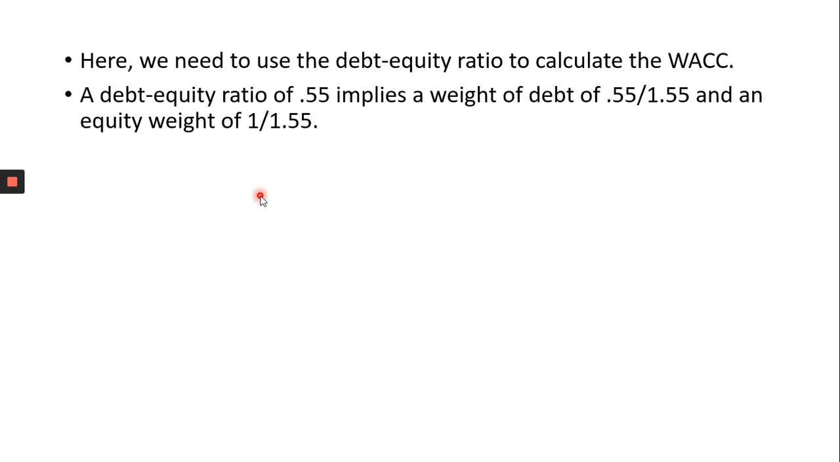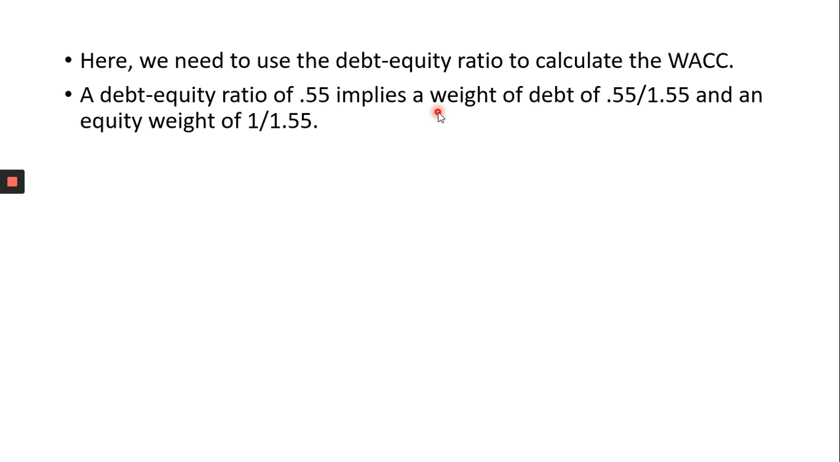A debt-to-equity ratio of 0.55 indicates that the weight of the debt is 0.55 over 1.55 and the equity weight is 1 over 1.55. This 1.55, how did we get it? We just add 0.55 plus 1, 1 for equity and 0.55 for debt. That's how we got 1.55.